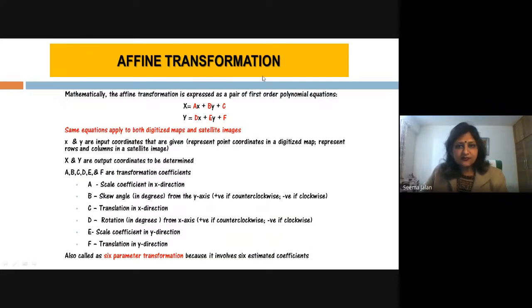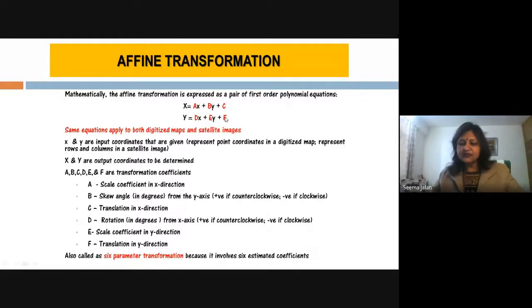So an affine transformation is actually this type of a mathematical equation. Okay, we need not go deep, all of you are engineers, much more expert with mathematics than me. But here we just need to understand that we get these 6 coefficients in these equations. These are first order polynomial equations, and here you have A, B, C, D, E, and F. These are the 6 coefficients using which we can model the 4 types of changes.